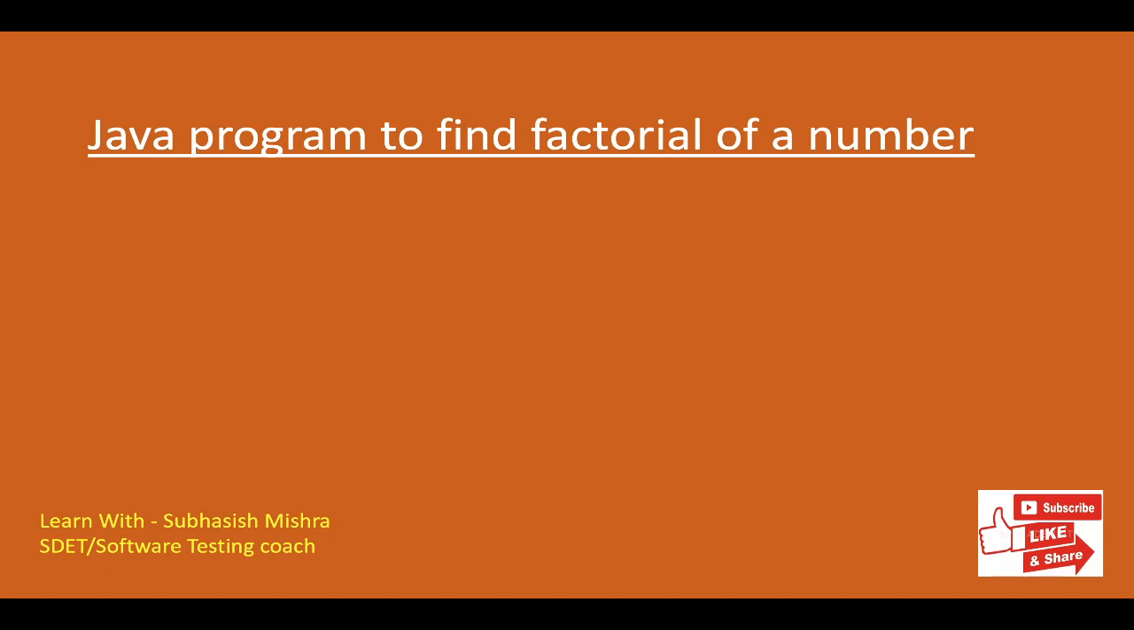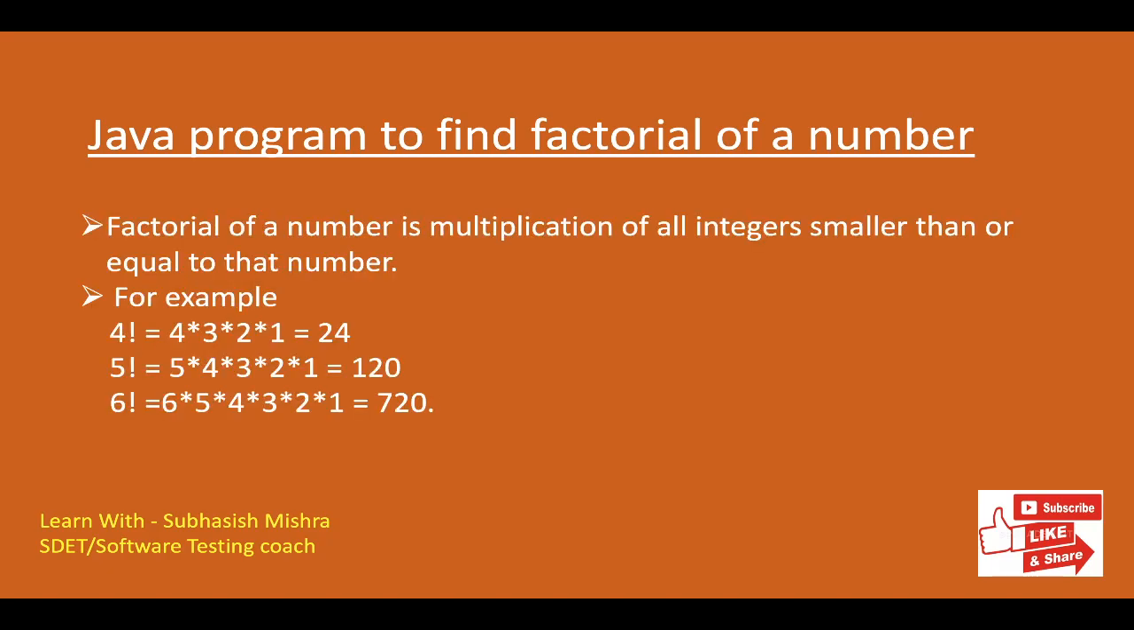Today we'll learn a Java program to find factorial of a number. So how do you find factorial of a number? Factorial of a number is multiplication of all integers smaller than or equal to that number.